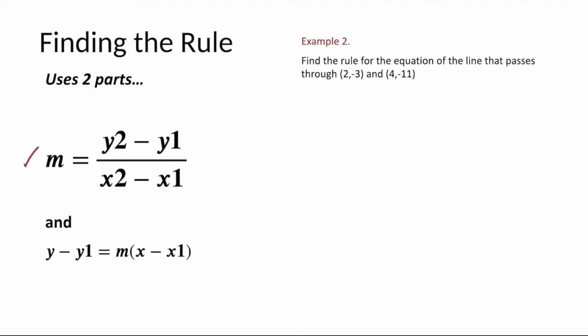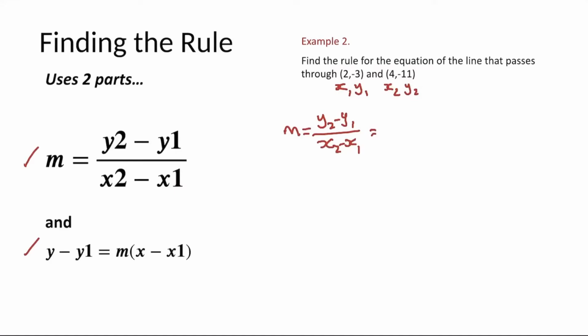All right, to the example. Find the rule for the equation of the line that passes through (2, -3) and (4, -11). First things first, label what you've got. We've got the x1 and y1 under the 2 and negative 3, and we've got x2 and y2 under the 4, negative 11. I didn't do this on the last slide. I probably should have. Rewrite the whole equation, y2 minus y1 over x2 minus x1, and substitute in. It just shows the teacher you know exactly what you're doing and what you're talking about.